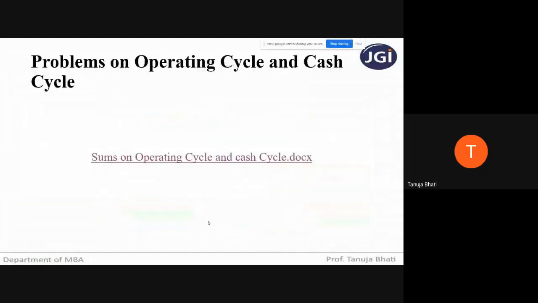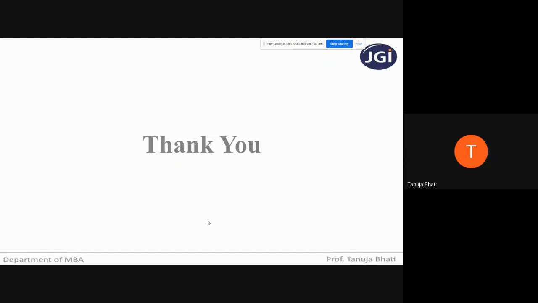So with this we have finished how to determine the operating cycle and the cash cycle. If it is asked separately in the exam, then solve separately. If they just say calculate the operating cycle, then do it completely, from the raw materials up to the creditors payment period. So we have understood how to determine the operating cycle and cash cycle. Thank you so much, students. We are done for this session.